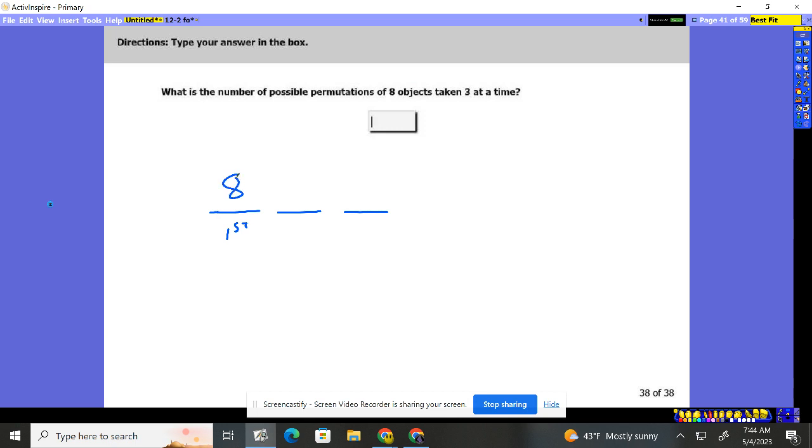8. How many am I going to put in the second spot? Well, you've already picked somebody for the first. You only got 7 here. And then how many for the third spot? 6. So all I got to do is multiply these numbers. 8 times 7 times 6. And 8 times 7 times 6 is 336. Yep, that's right. 336, because 8 times 42 is 336. So there's our answer. 336.